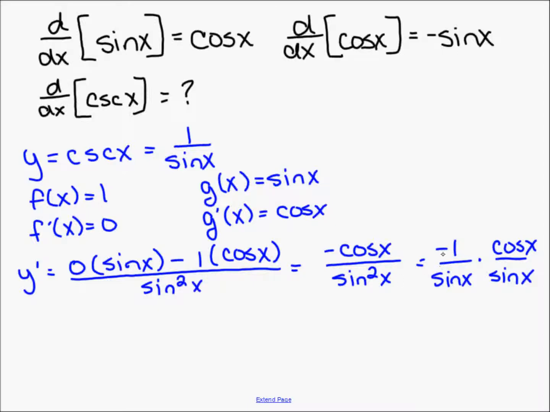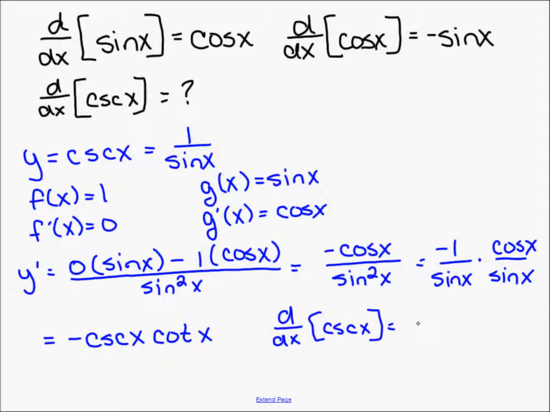From here, I can use my identities again. Negative 1 over sine x is just going to be negative cosecant x. Cosine x over sine x, that's cotangent x. So the derivative of cosecant x is negative cosecant x cotangent x.